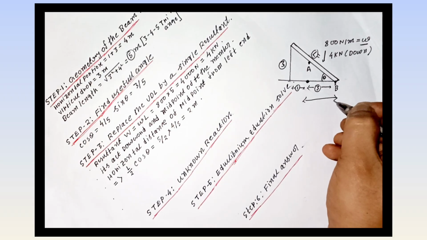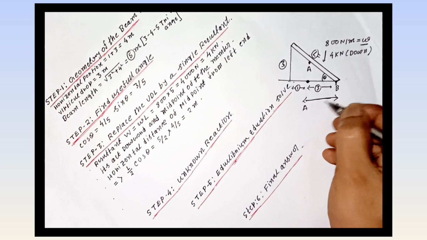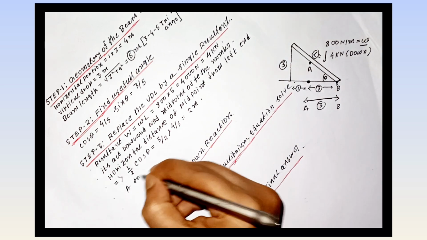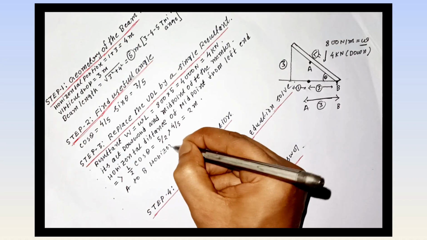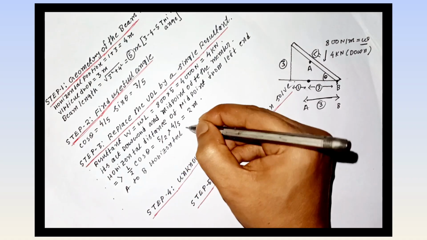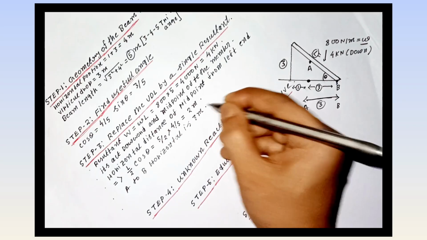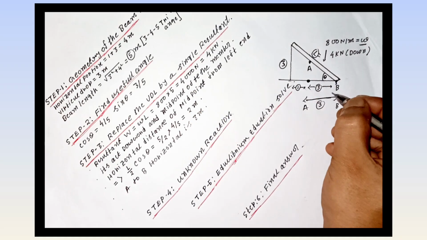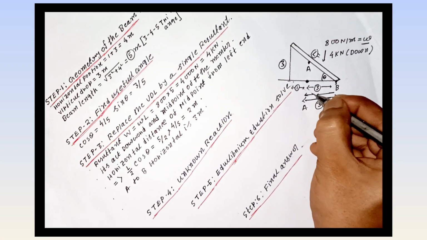Anyway, now let's see. This is 3. The question says the horizontal length of the beam is 2 meter. What is the horizontal length? 2 meter of the beam. At first note down: A to B real horizontal is 3. This is the real horizontal, 3. But the sloped beam's horizontal length is 2.